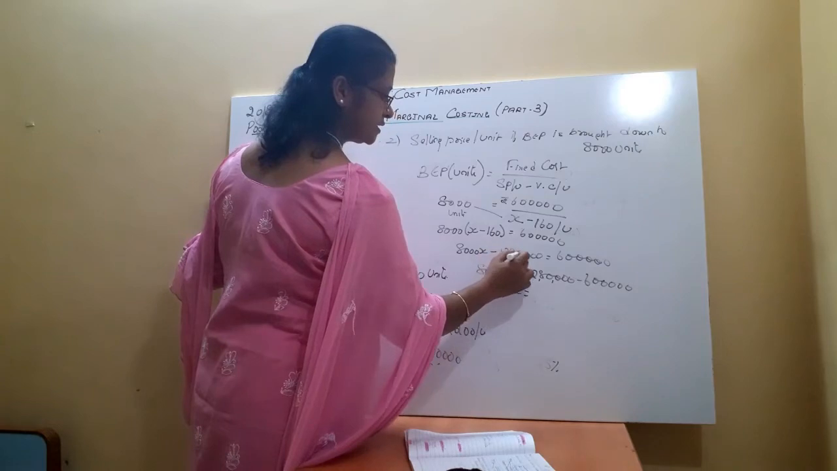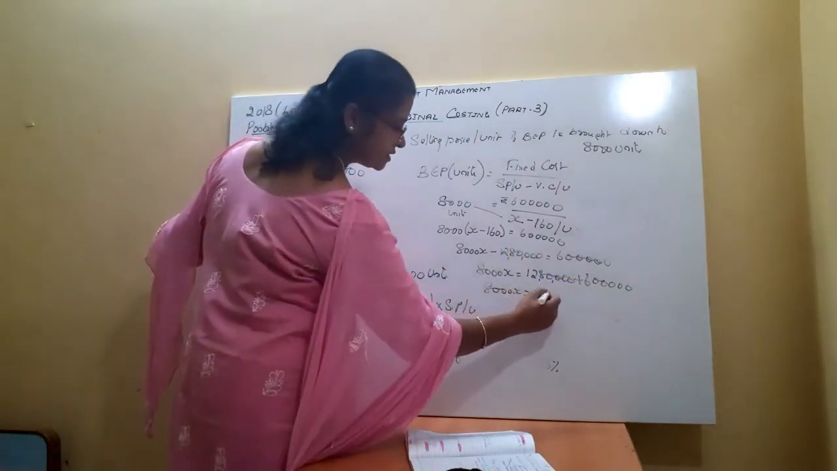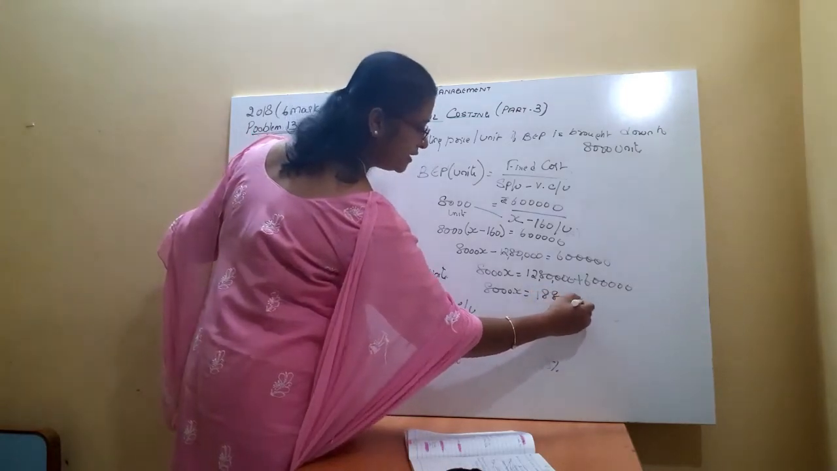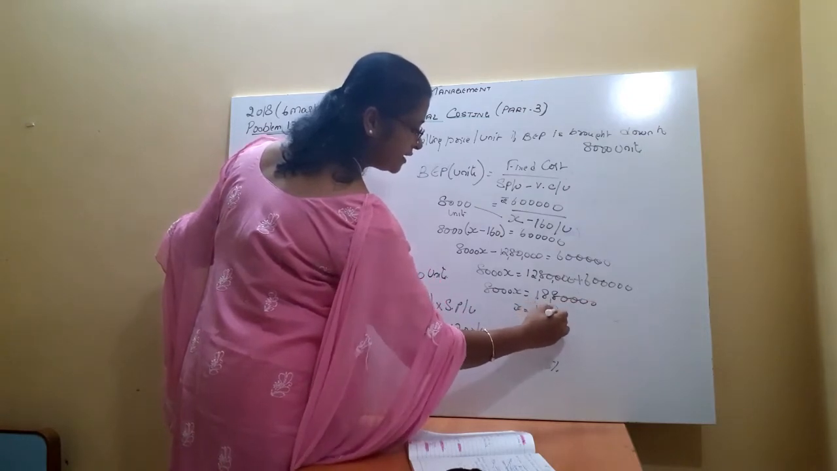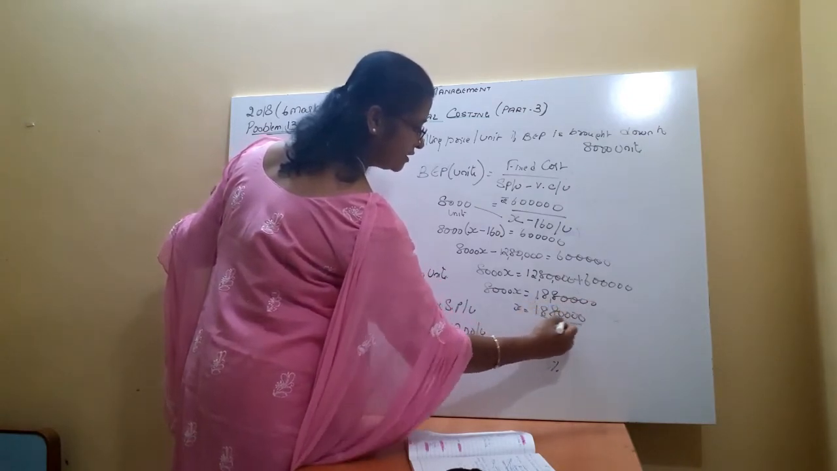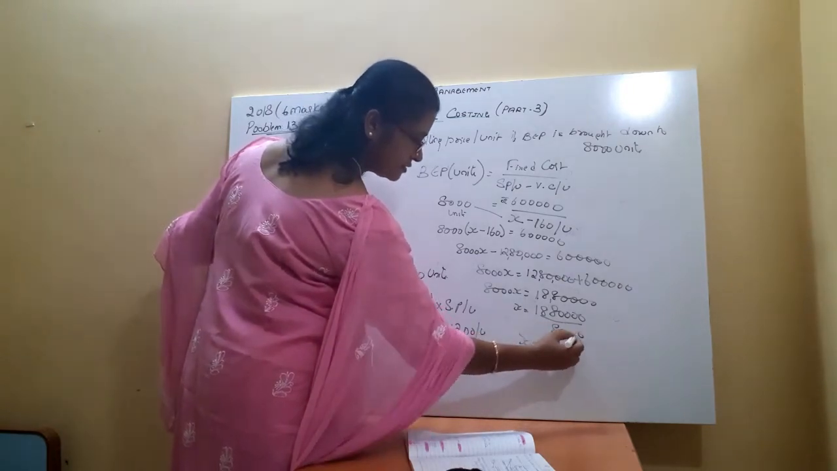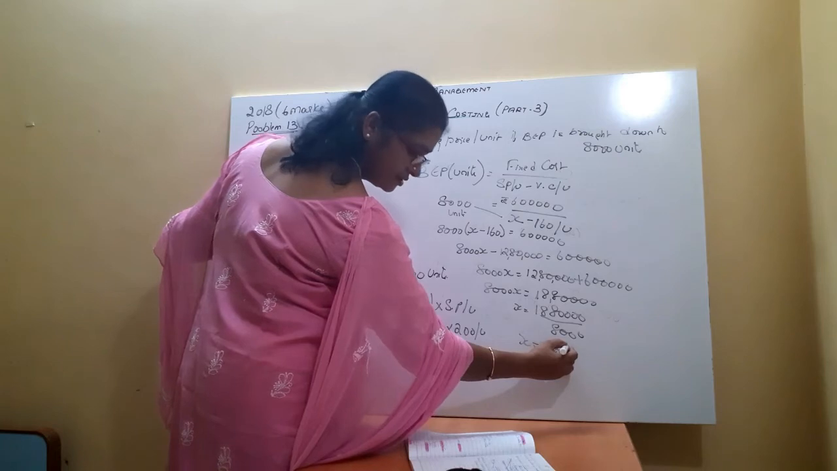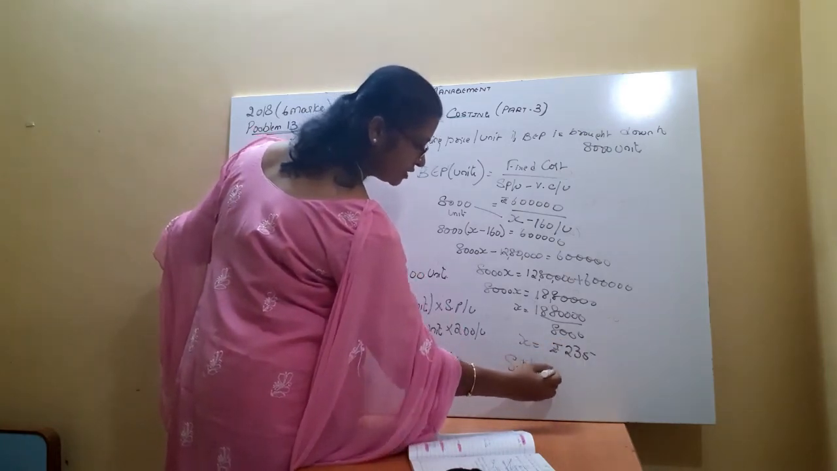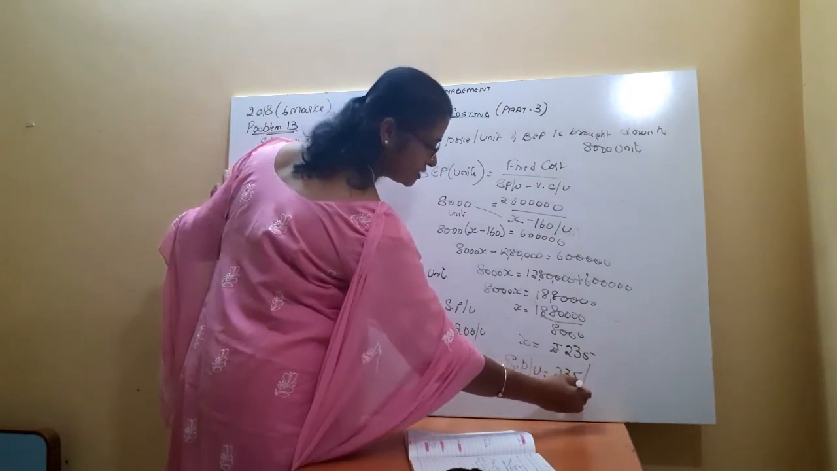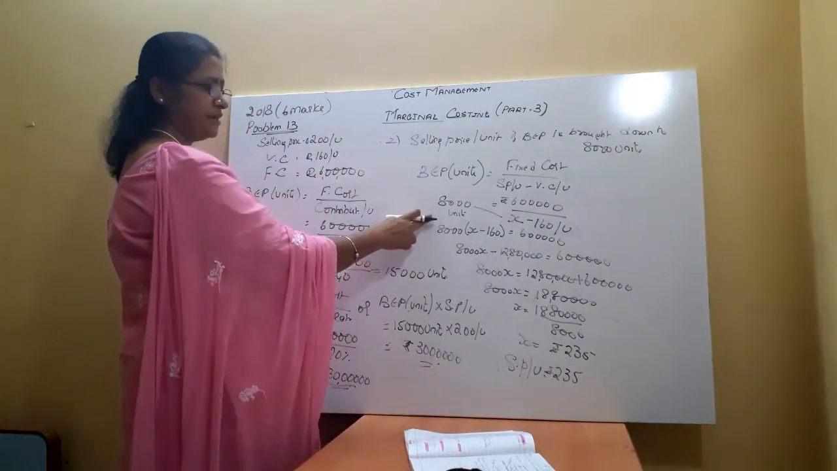So when 12 lakh 80,000 goes to the other side, it becomes plus. So your answer is 18 lakh 80,000. So X is equal to 18 lakh 80,000 divided by 8,000. So your answer is rupees 235. That means the selling price per unit is 235 rupees if your BEP is brought to 8,000.